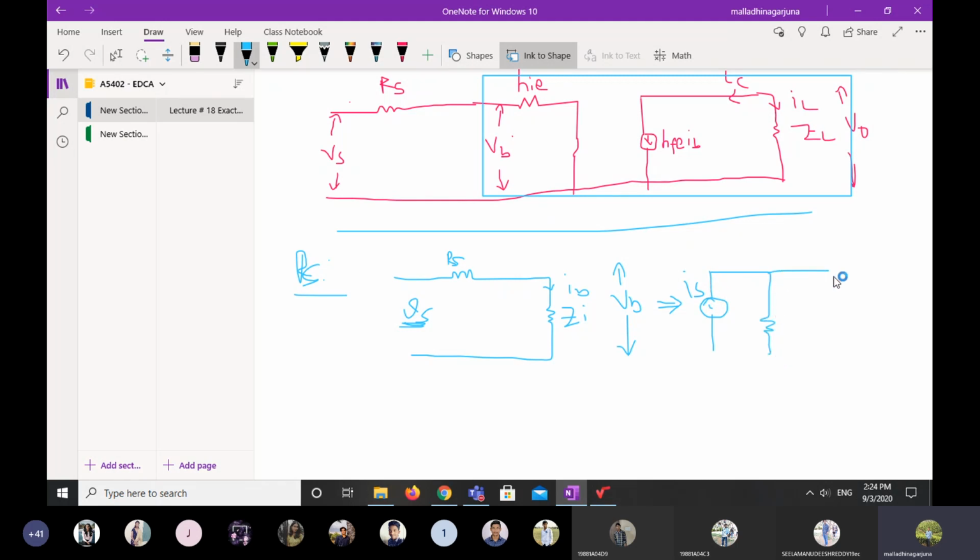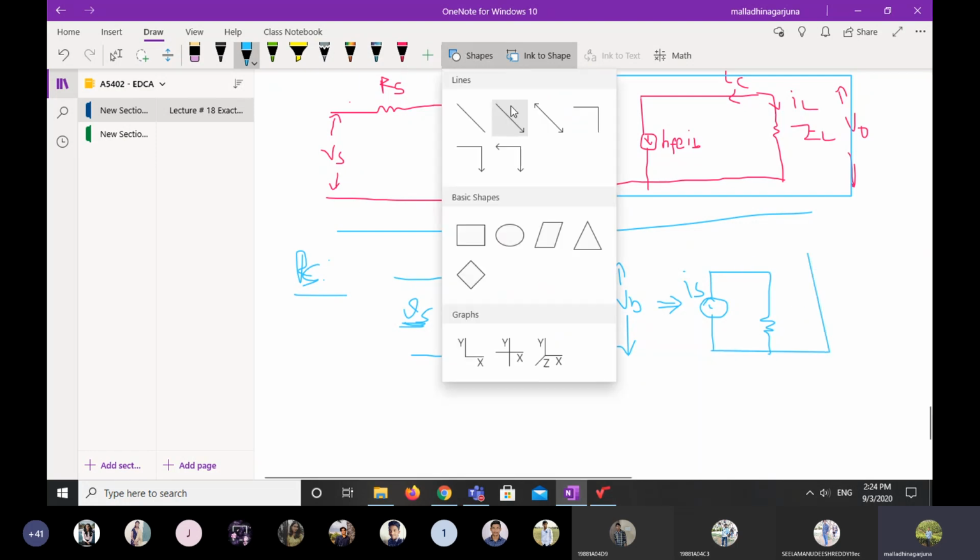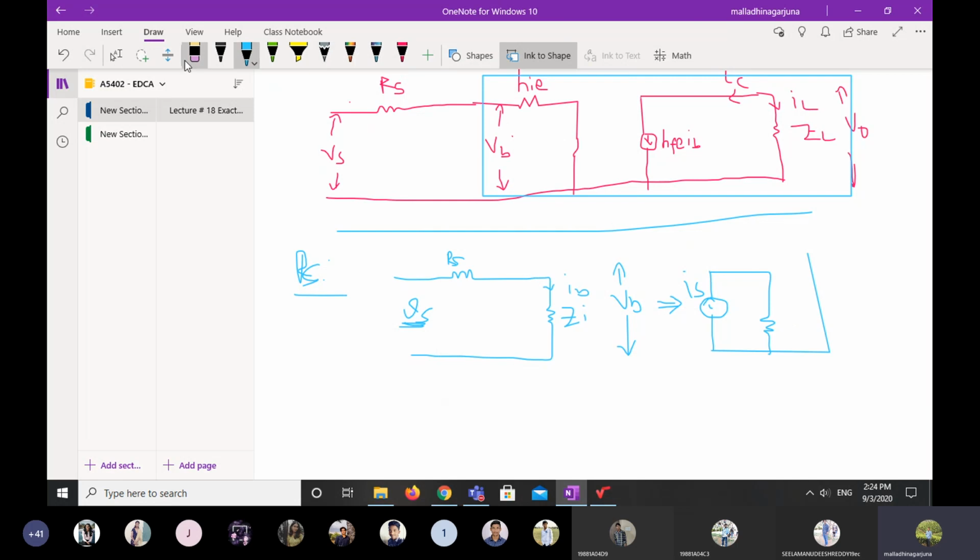Okay, and followed by the parallel input impedance Z. So this is Rs, this is Zi, and current is I. Okay, so this is the source transformation theorem.